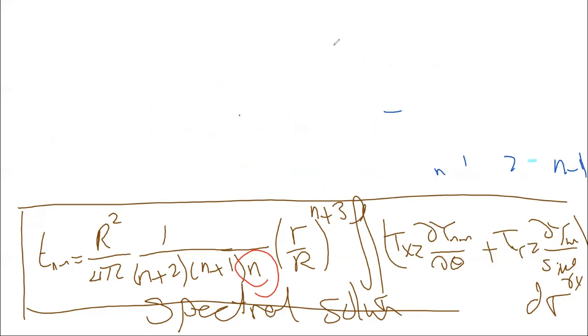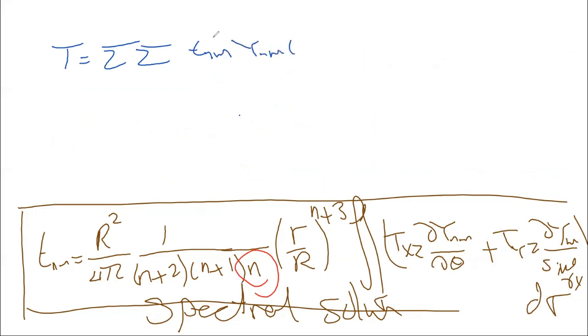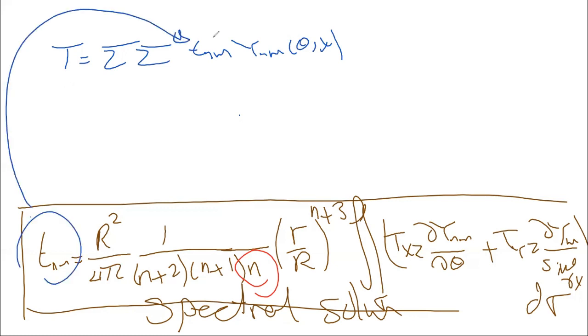If I insert this back to the spherical harmonic expansion of T, the spherical harmonic of T is summation T_nm Y_nm θ and λ. So if I insert this T_nm back here, and I simplify the formula, I come to this integral equation. I will do it directly.